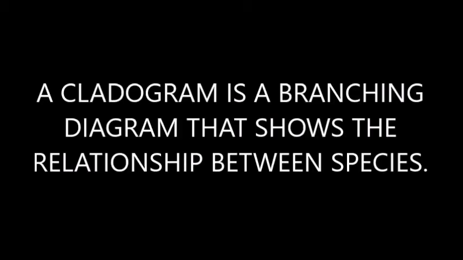To begin with, just a reminder of the definition of a cladogram. A cladogram is a branching diagram that shows the relationship between species. Remember, this is all theoretical. Scientists don't really know how or if these organisms are related, but a cladogram is just a way that they have to look at those organisms and determine what common ancestry they may have.